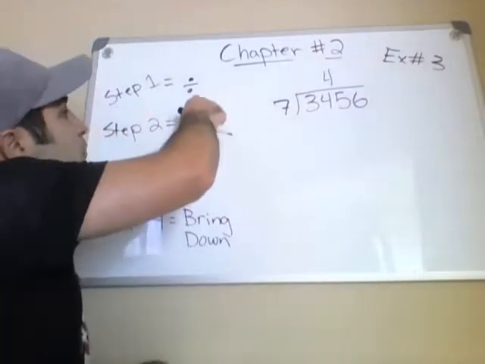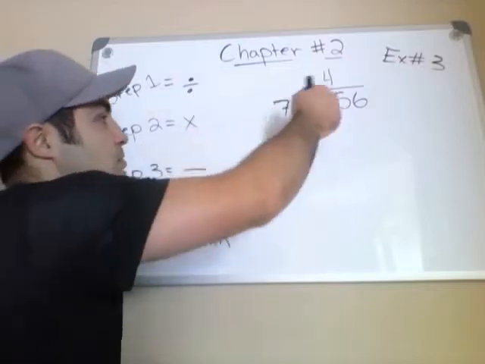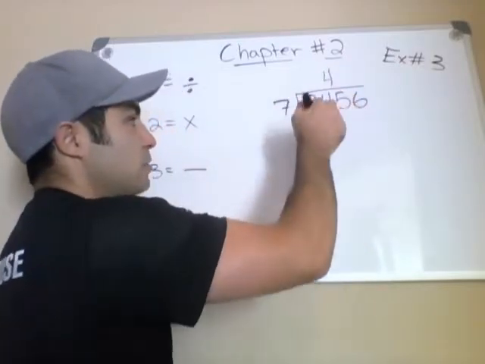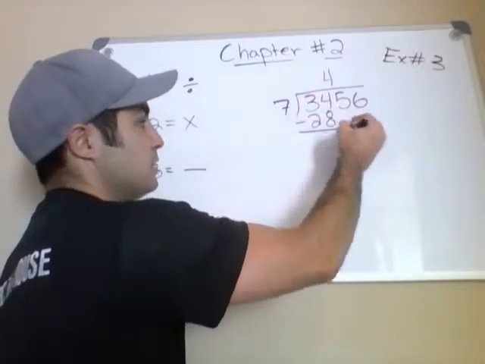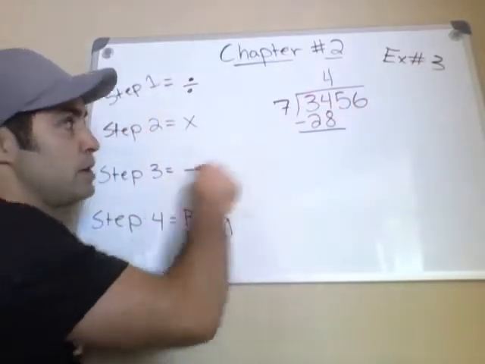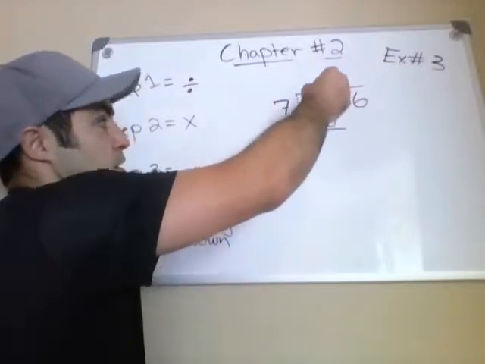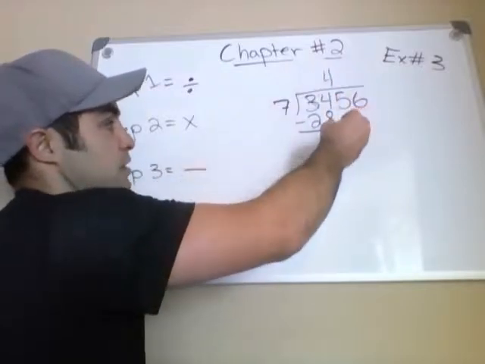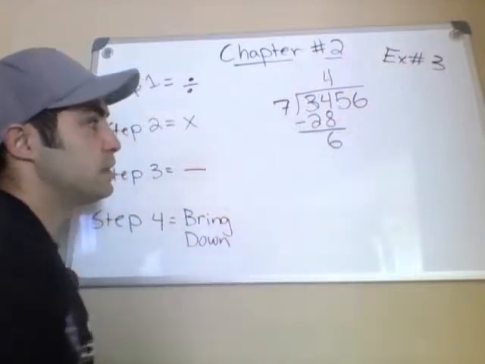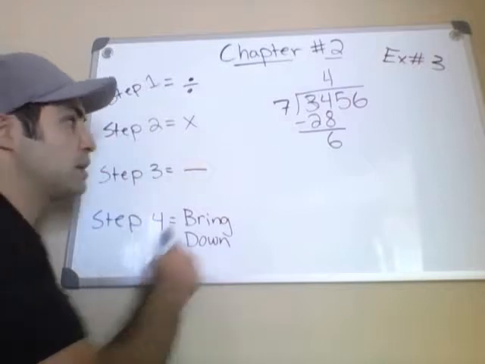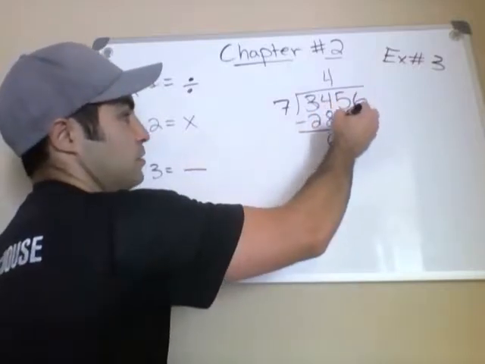Okay, so we did our division. Now we're going to do our multiplication. 4 times 7 is 28. I'm going to write 28 directly below. Then I'm going to subtract, which is step number 3. You might have to borrow something. So that's going to be 6. So your remainder is 6, but we're not done. We're going to bring down the 5. Bring it directly down.